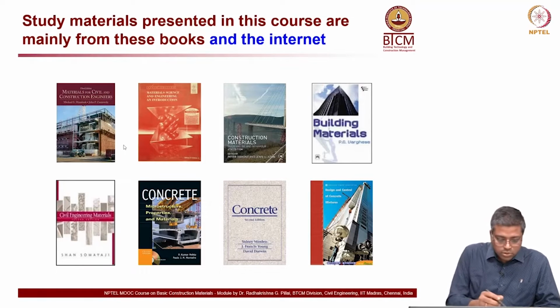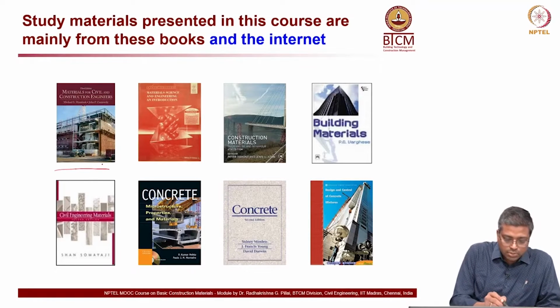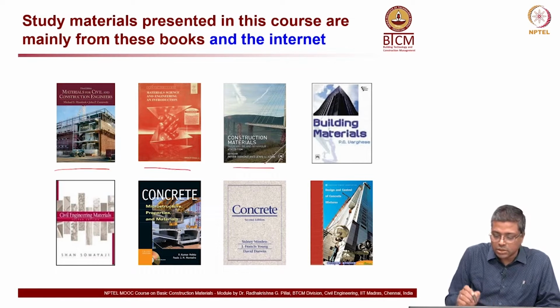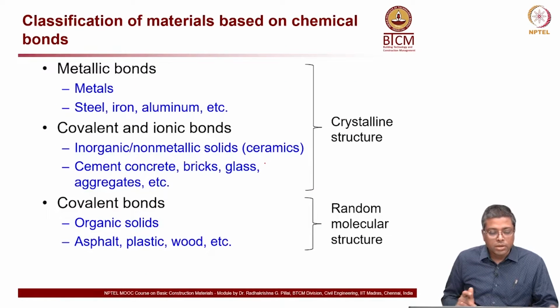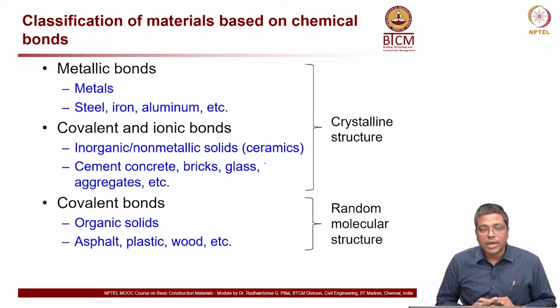Now, these are some of the books which I used, as I keep telling: Mamlok and Zanussi, Callister, Ilsen and Domone's book. All these books and a lot of information from the internet have been used for making this module. Now, classification of materials can be done based on chemical bonds.